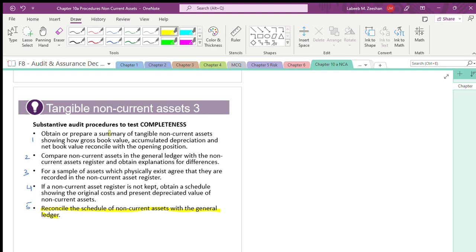They will not ask you anything more. You have to write this point, very important. Now, likewise, you decide what are the things you are going to do. What are the substantive procedures?